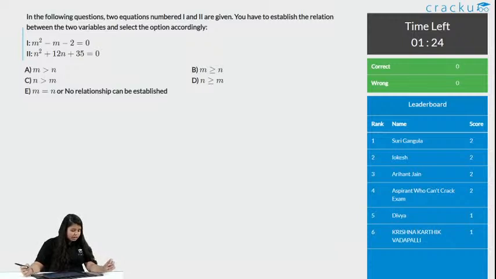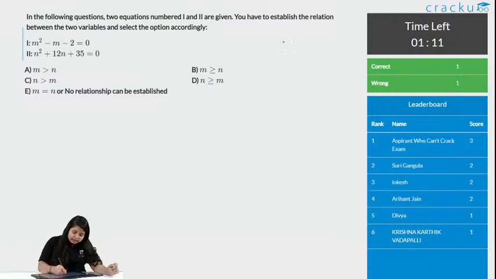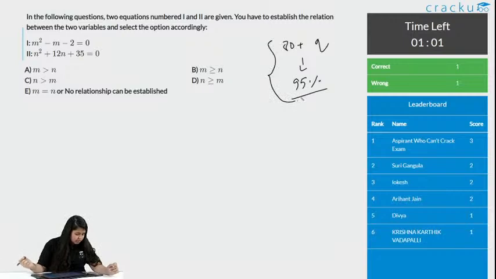Safe attempts to clear the IBPS clerk exam. It totally depends on which place you are from, but to be on a really safer side, you need to do 80 plus questions with 95% accuracy. That is 80 plus questions with 95% accuracy. Every time I say this and mention accuracy, that accuracy is important. So, how do you get accuracy and speed together so that you can solve so many questions?